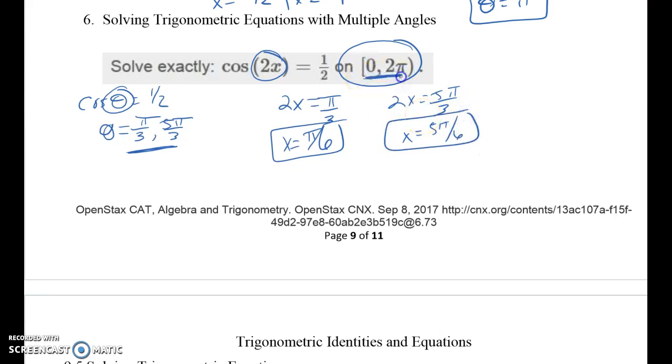Now, I need to make sure I get all the angles between 0 and 2 pi. So what I'm going to do is cycle up. I'm going to take pi over 3 and add 2 pi to it. And just make sure that when I start moving that 2x around, it still gives me something between 0 and 2 pi, or if it cycles out.